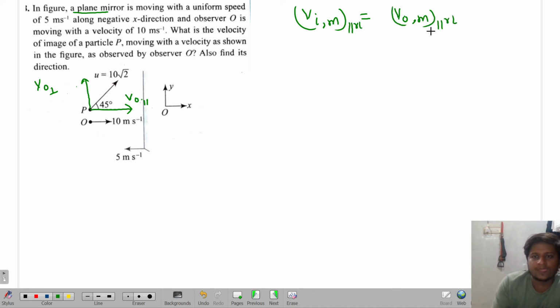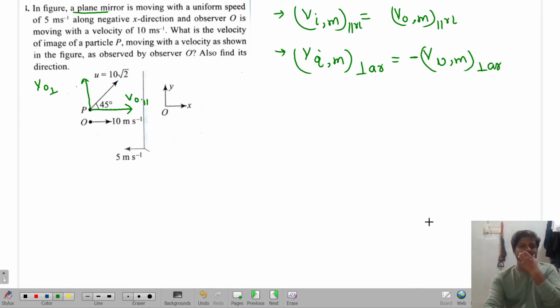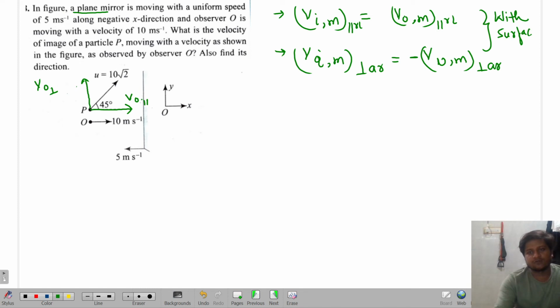Got it? But in the perpendicular case, what happens? The velocity of image with respect to mirror, perpendicular, is equal to minus the velocity of object with respect to mirror, perpendicular. Got it or not? Yes or no? This parallel and perpendicular are with respect to the surface of the mirror, not the normal. Gagan, Anuj, understood or not? Tell me. Yes or no?